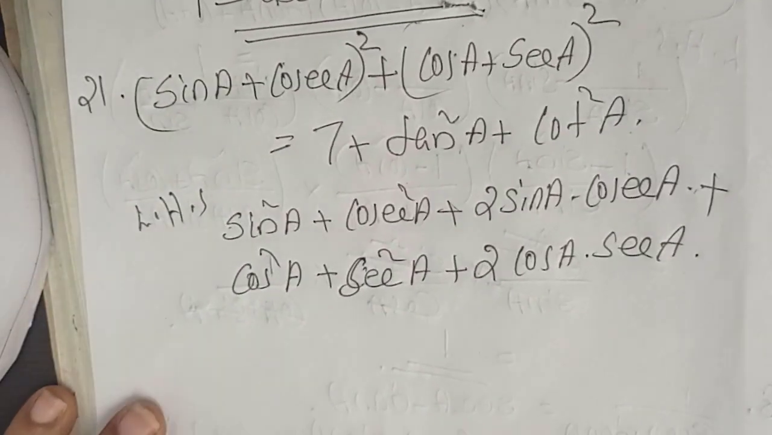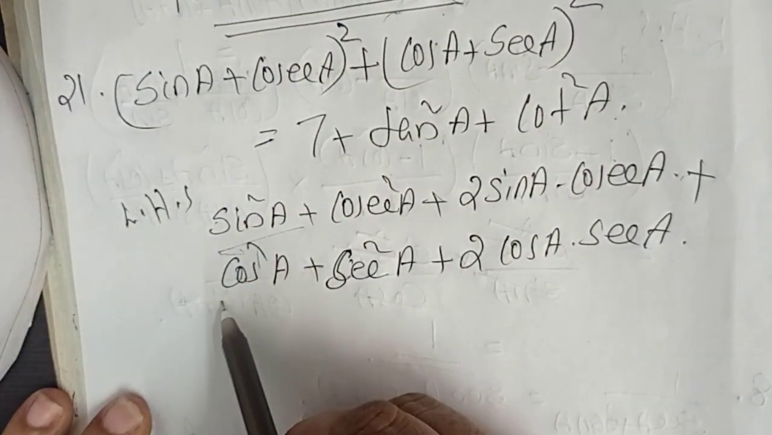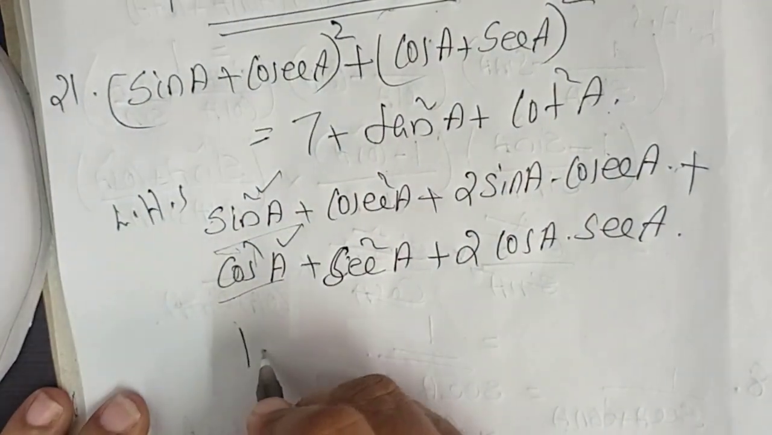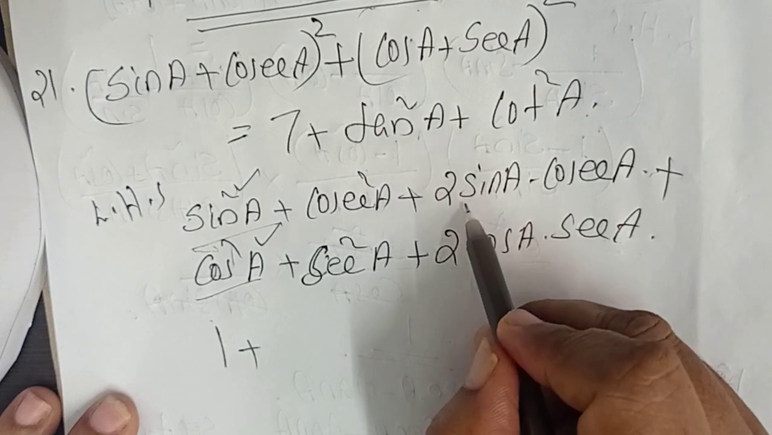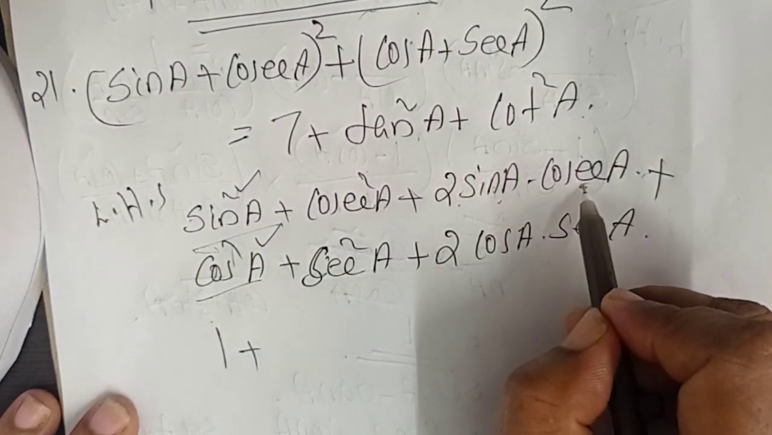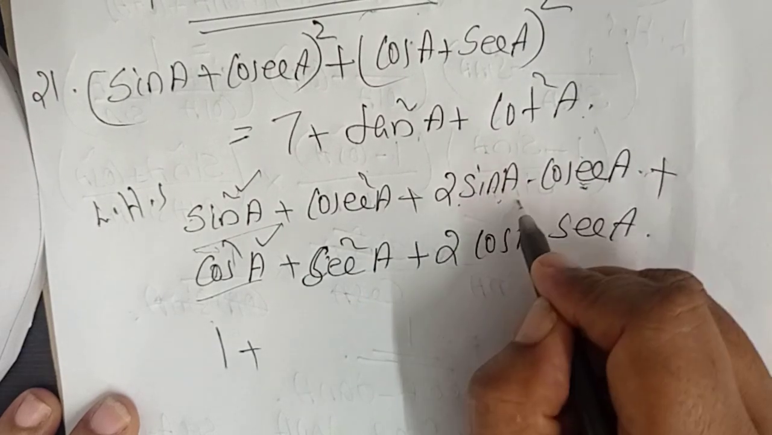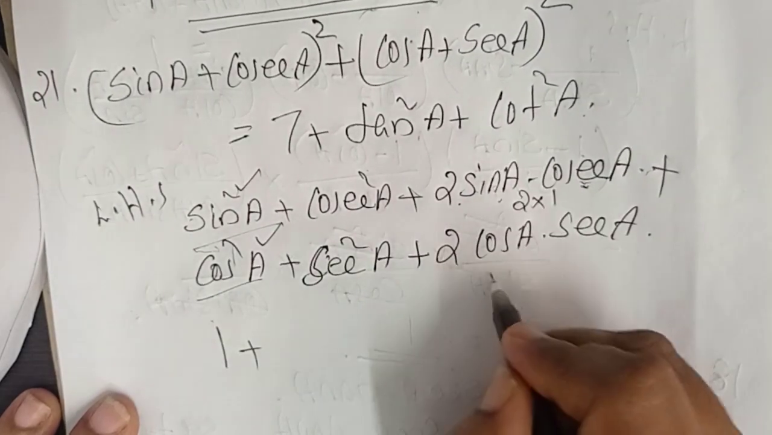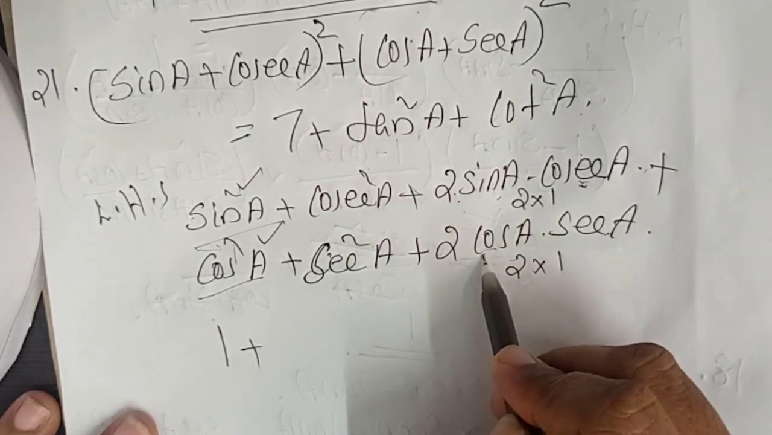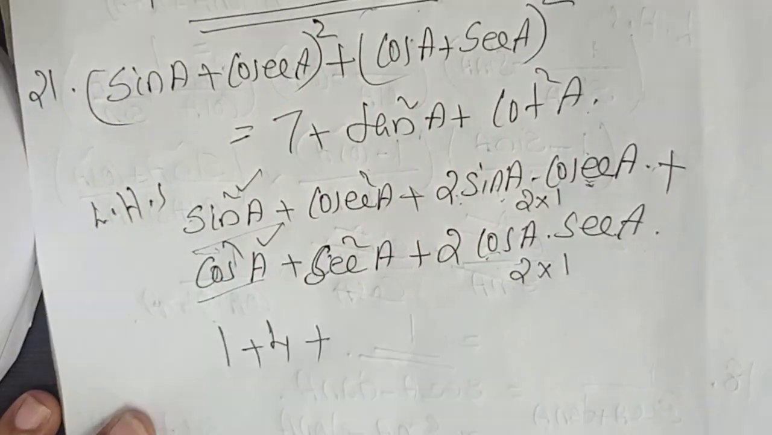All of you look at the board. What is this sin square A plus cos square A? When you take these two terms together, 1, isn't it? Plus, can you say what is 2 sin A into cosec A? Sin A and cosec A are reciprocal relations. Therefore, sin A into cosec A is 1. Therefore, you will get here 2 into 1. Cos A into sec A is also 1. 2 into 1. 2 plus 2, 4 plus.